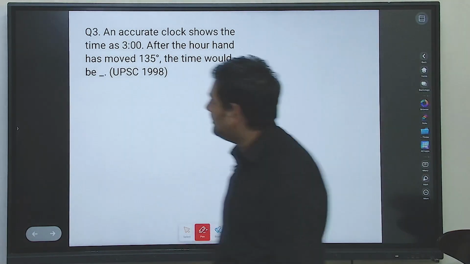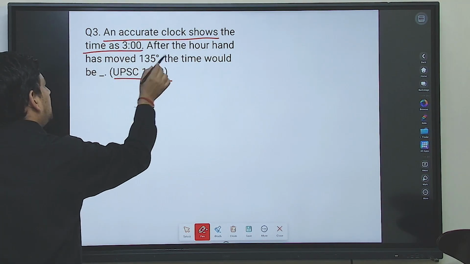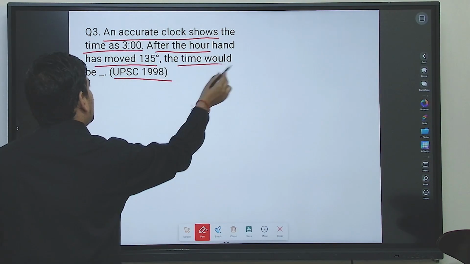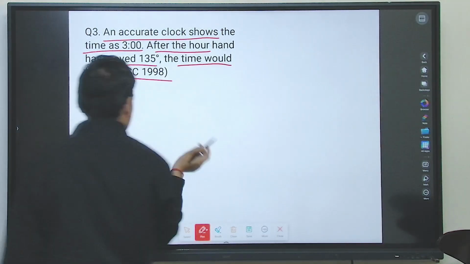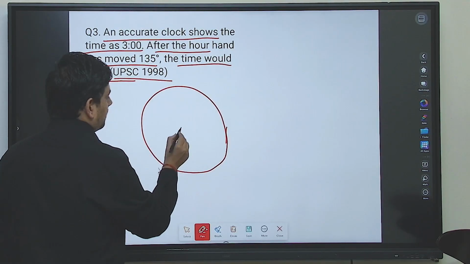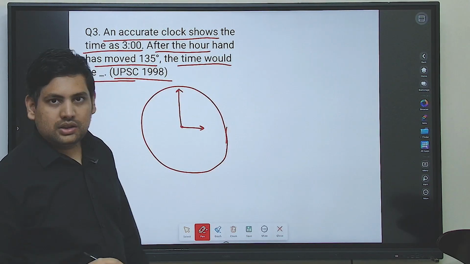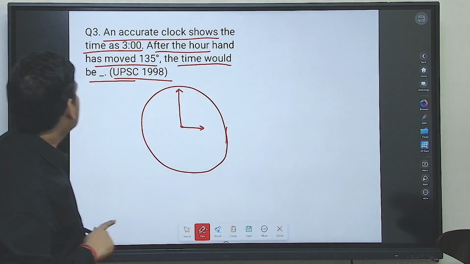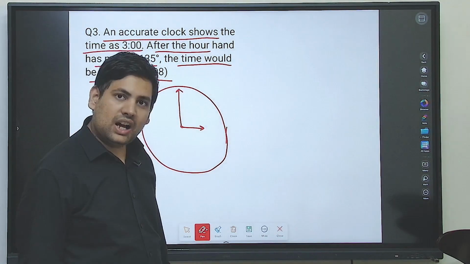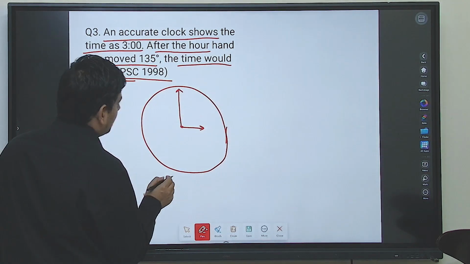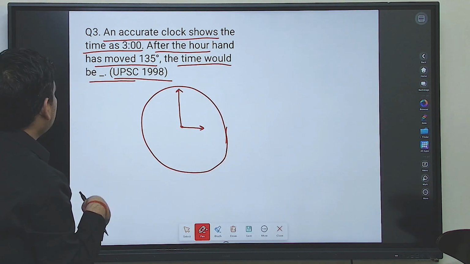Then next. This is an angle based question from UPSC 1998. An accurate clock shows the time as 3 o'clock. After the hour hand has moved 135 degrees, what would the time be? Right now the time is 3 o'clock. If the hour hand moves by 135 degrees, what will the time be?